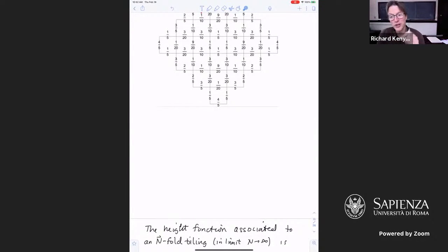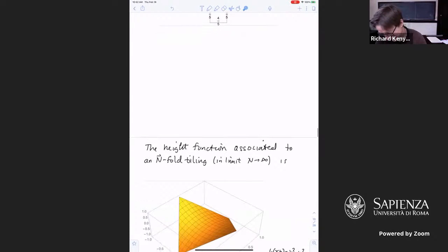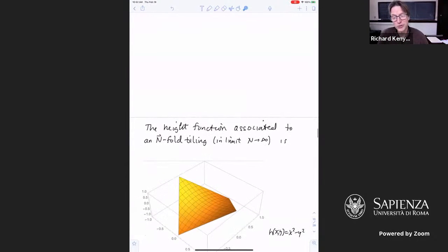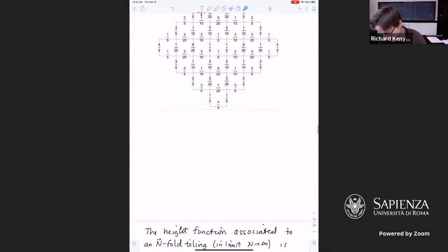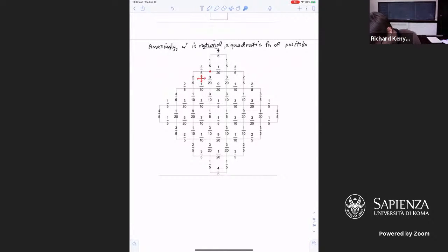For those of you who know a little bit about dimers, there's a height function associated to a dimer model. And how does it work? I'm debating which slide to look at here. So there's a height function H on the faces, and when you cross an edge, the height function increases by a quarter if there's a dimer covering that edge.